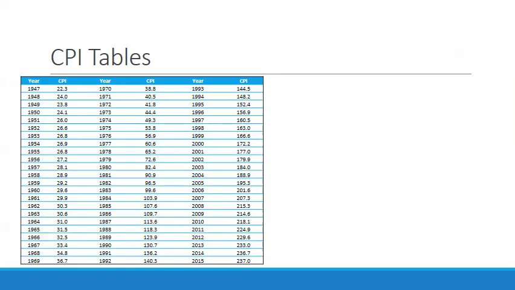So rather than make you calculate that out, here are the CPI tables. This is 1947 to 2015. You can see these numbers, so you can get an idea pretty quickly. When you look at 2015, you see 237, and working backwards down to 22.3, that's the CPI for each year. We can use these to establish a lot of different things.